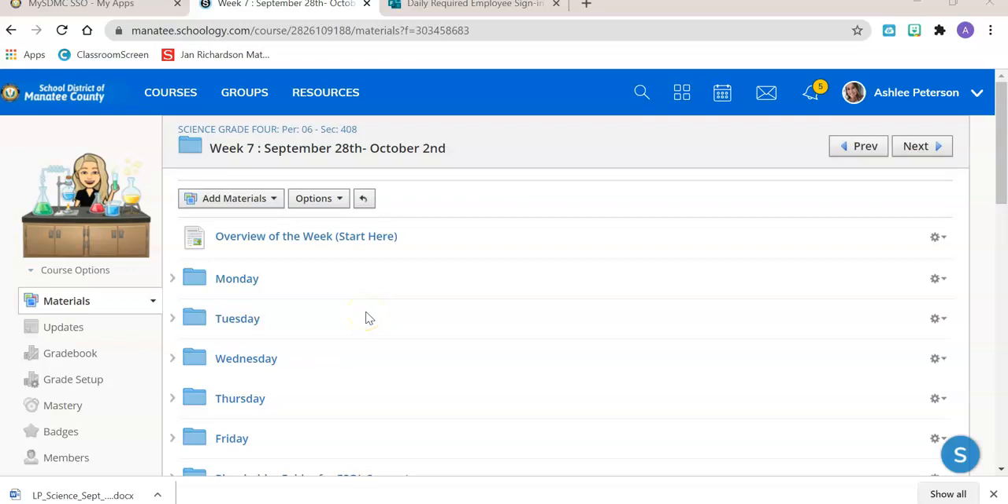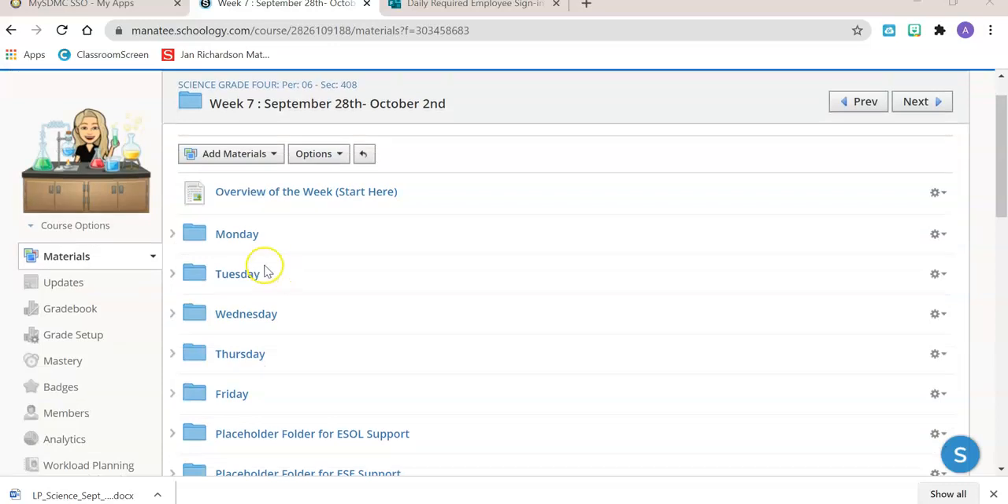Hi, fourth graders. I'm going to be going over week 7 science. So I'm just going to go through each folder and quickly explain what you will have to do on each day.